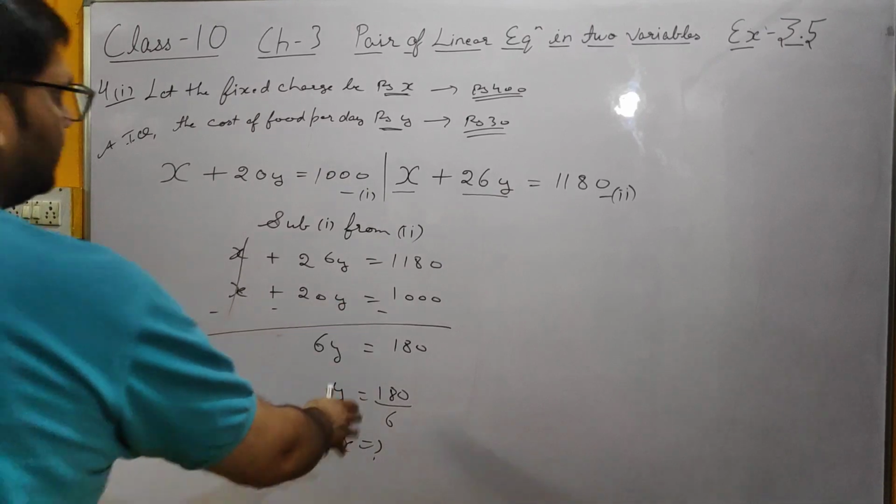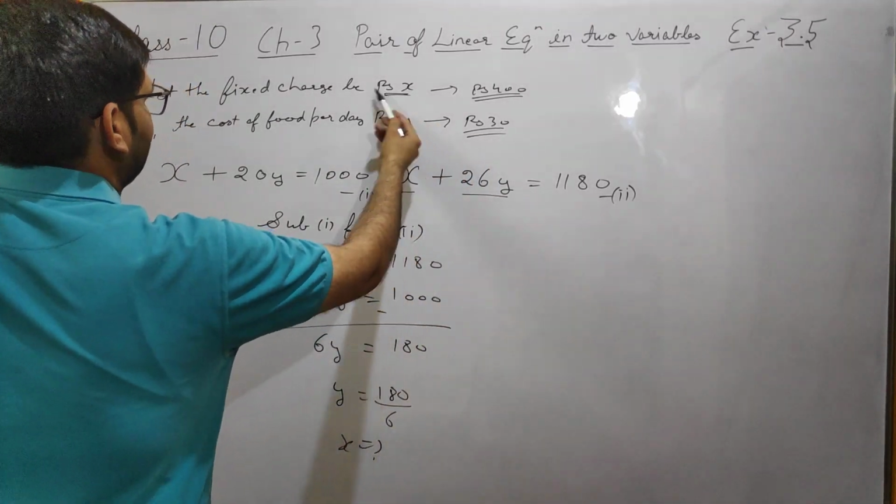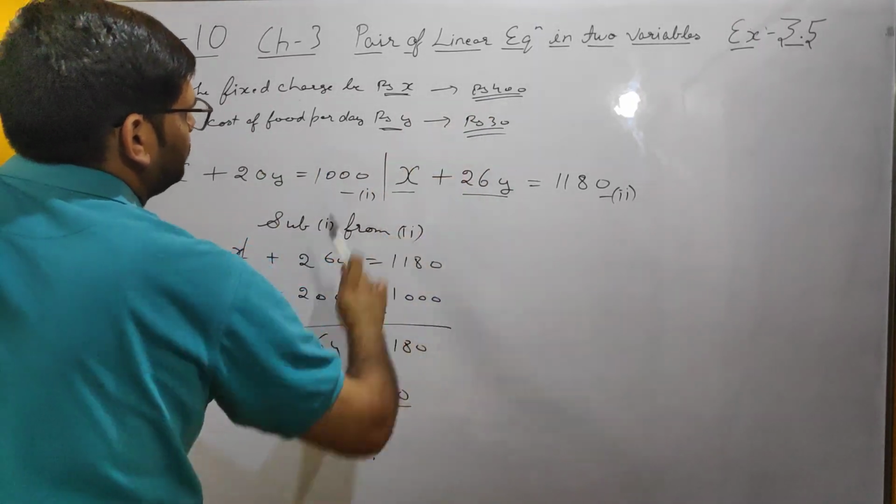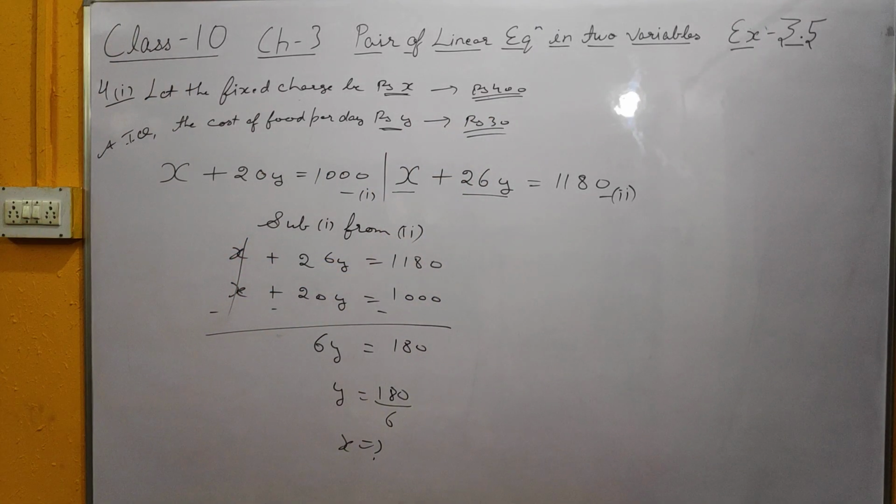After finding the values of X and Y, you will find that the value of X, the fixed charge, is rupees 400 and the cost per day is rupees 30.